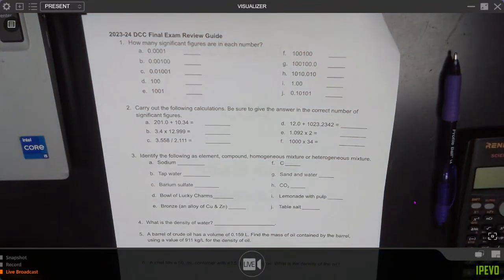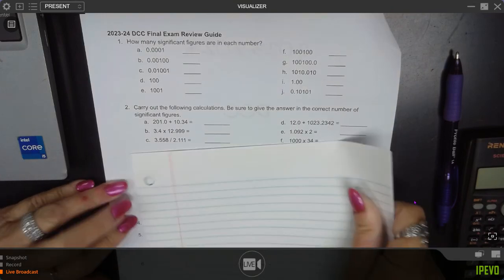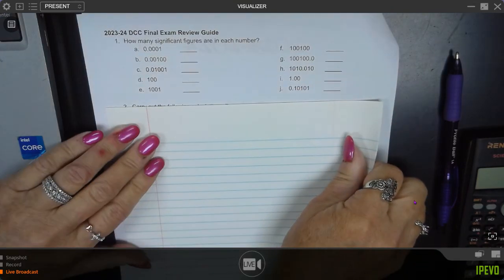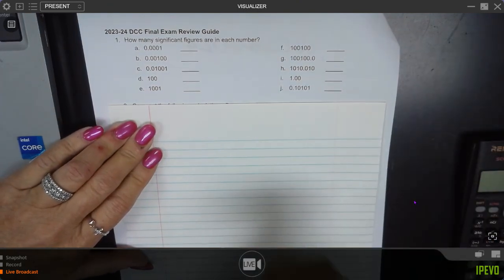to go through the review guide and make a video for each page so that you can review some of the topics that we did. So sig figs, I'm going to go through this real quick.